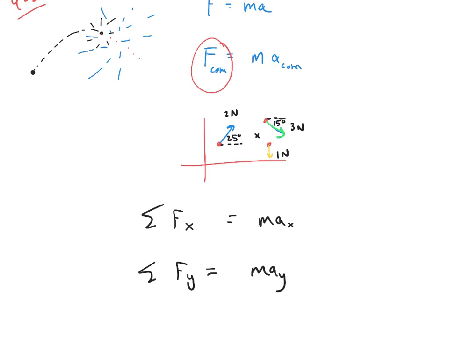And here we have to do 2 cosine 25 to go in for this force. This will be 3 cosine 15 to go in for this force. And this would be 0 because this is only in the y direction. And then the sum of the force in the y direction here will be 2 sine 25 minus 3 sine 15 because it's acting down and to the right, and then minus 1. Okay, those will give me the sum of the forces.